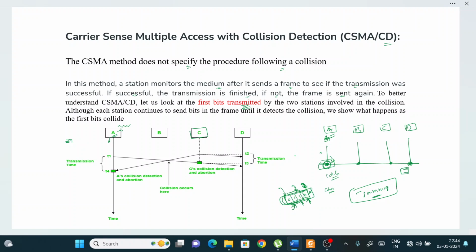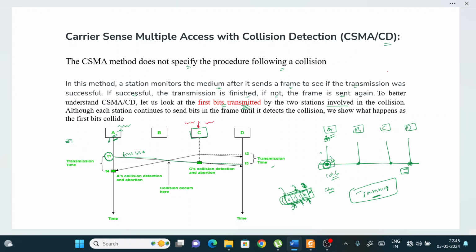What this means is, let us look at the first bit transmitted. For example, I am considering station A. I am going to send the first bit of the information from A towards the final destination, by the 2 stations involved in the collision. So let us see, at time period T1, station A is sending its frame towards D, right? This point you have to remember. Now A is sending, right? Now C also sends its first bit of data towards the left direction as well as the right direction. Like that we have in this example.